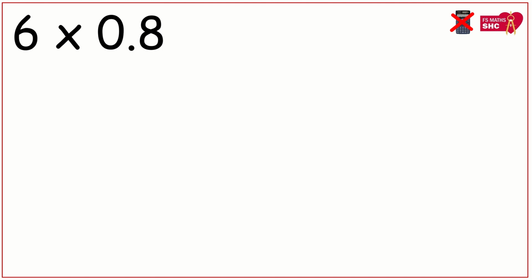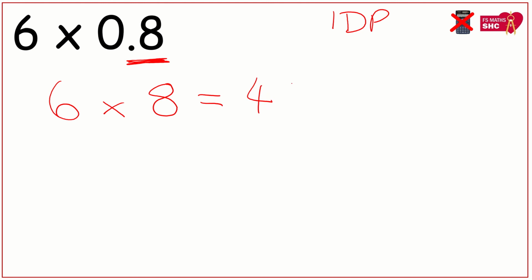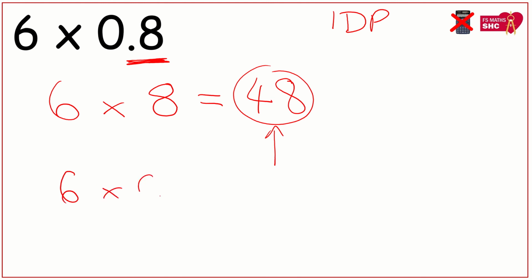Let's try the next one. 6 times 0.8. Start by looking at the numbers. How many decimal places are there? There's just one. So 1 decimal place. Let's go ahead and multiply as if the decimal place wasn't there. So 6 times 8 is 48. So now I just put the decimal place back in. So to make this 48 have 1 decimal place, it's going to go in between those numbers again. So 6 times 0.8 equals 4.8.